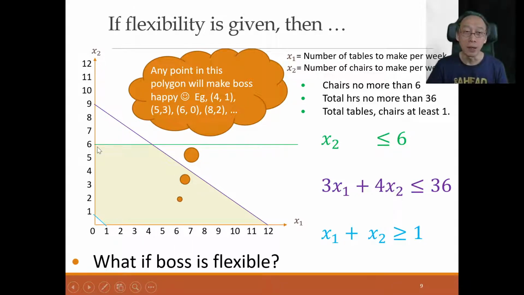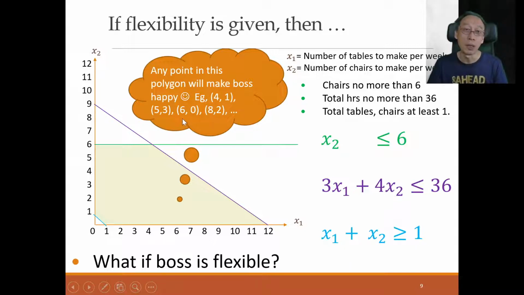So in that case, we find that any point, including the fractional points, in this polygon will satisfy all three inequalities, no longer equations. But that is kind of nice because now we have a lot of possible solutions. Any point in this polygon will make the boss happy, right? So for example, make 4 tables and 1 chair. Let's check. x2 is 1, that's less than or equal to 6. 4 tables, 12 plus 4, that's less than or equal to 36. And 4 plus 1, 5, definitely greater than or equal to 1, right?